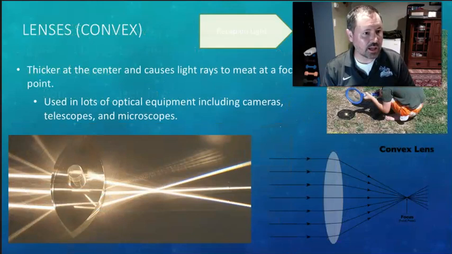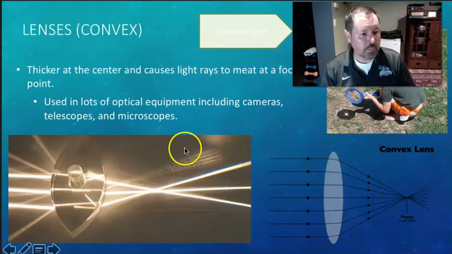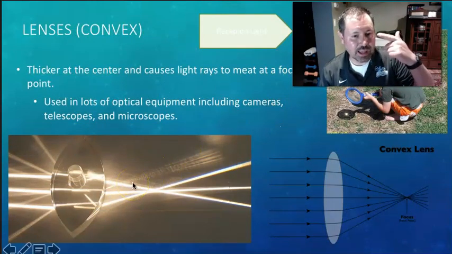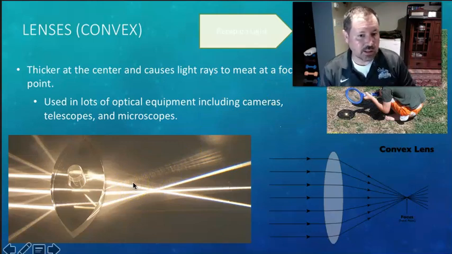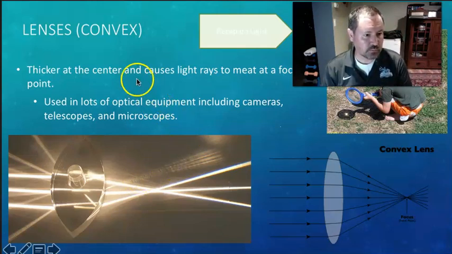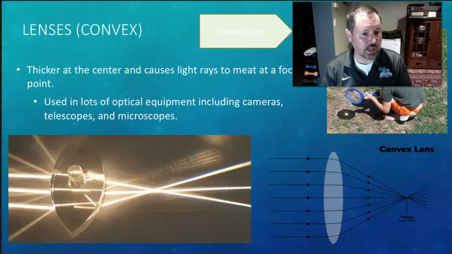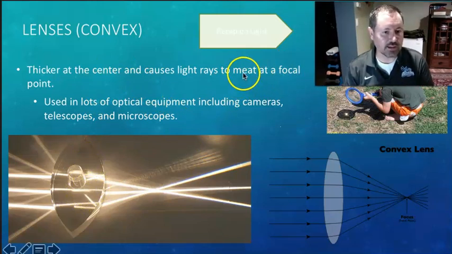On the other hand, a convex lens. A convex lens is the lens that we actually have inside our eye. It's behind our iris, right? It's the part that makes up just beyond the pupil. It's thicker at the center, and it causes light rays to meet at a focal point. I spelled meet wrong. Sorry, my bad.